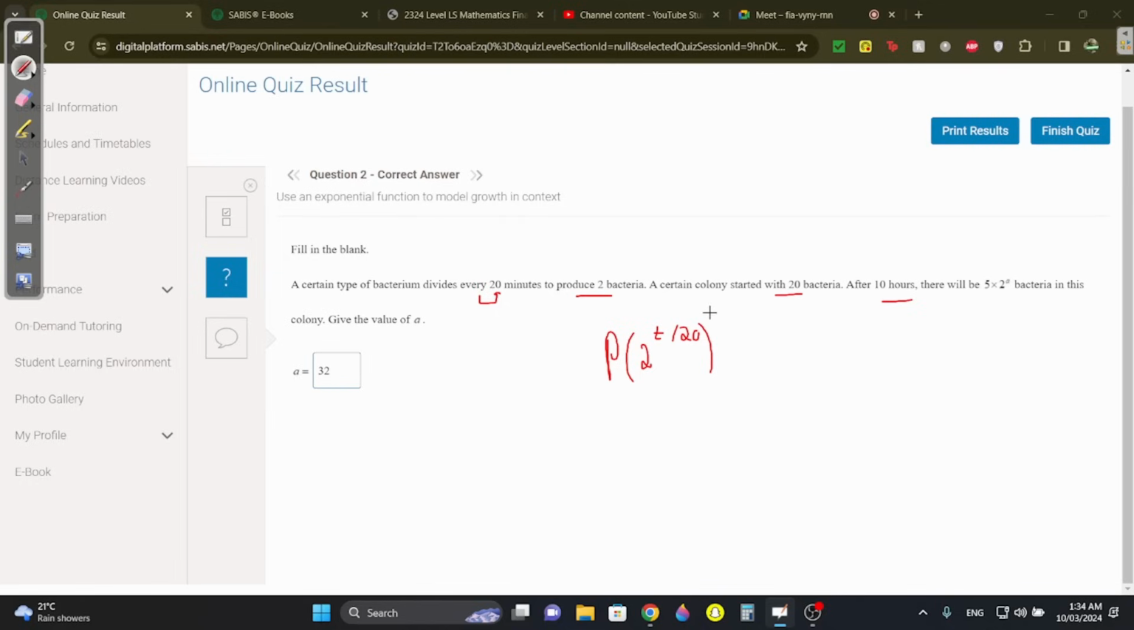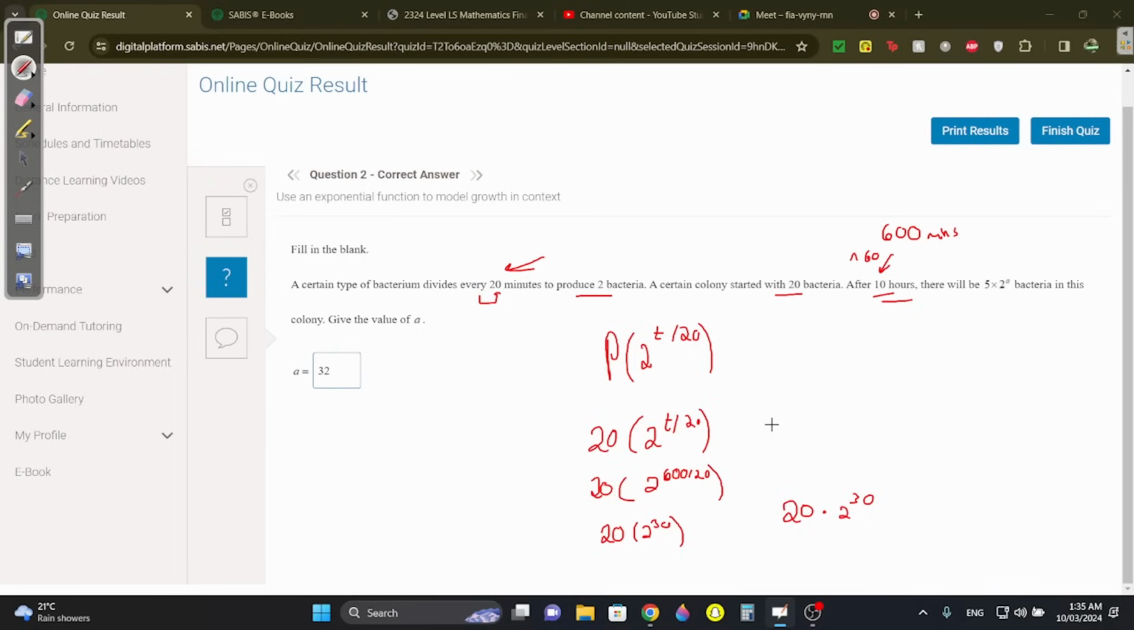One thing to know, we're starting with 20. So the initial population is 20 times 2 to the power of t over 20. The time is in hours, but the rate is in minutes. So we have to convert this 10 hours into minutes. That will be 600 minutes, because you do times 60. So it will be 20 times 2 to the power of 600 divided by 20. So it's going to be 20 times 2 to the power of 30.